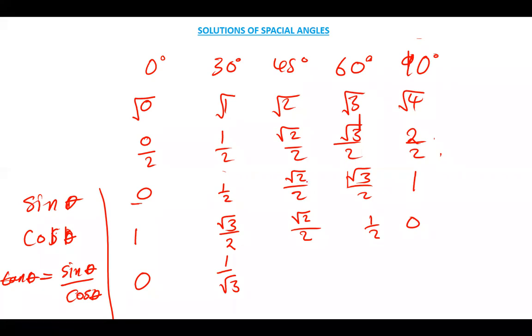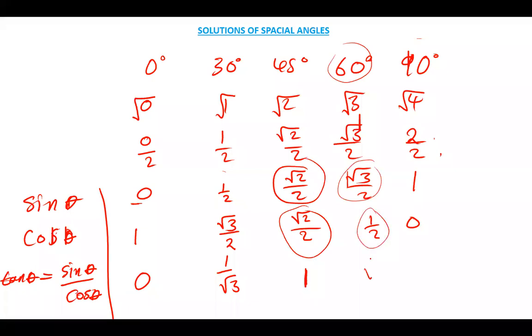And then if I want to find tan 45, I'll divide this by that, which will just give me a 1. Then tan 60, I'll divide this by that, which will give me the root of 3. If I want to find tan 90, I'll just divide this 1 by that 0, which will give me undefined. So this is how you find solutions of special angles.